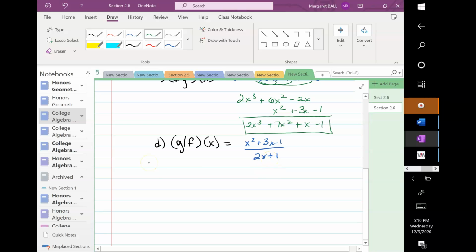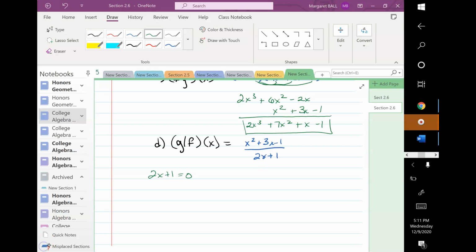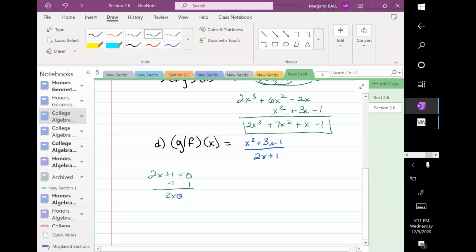So you're going to take 2x plus 1, and you're going to figure out what makes that be 0. Sometimes you can just see it. Other times, if you can't see it, then write the equation out and solve that. So what makes it be 0? We're going to solve that by subtracting 1 from both sides. 2x equals negative 1. x equals negative 1/2. So that's what x cannot be.